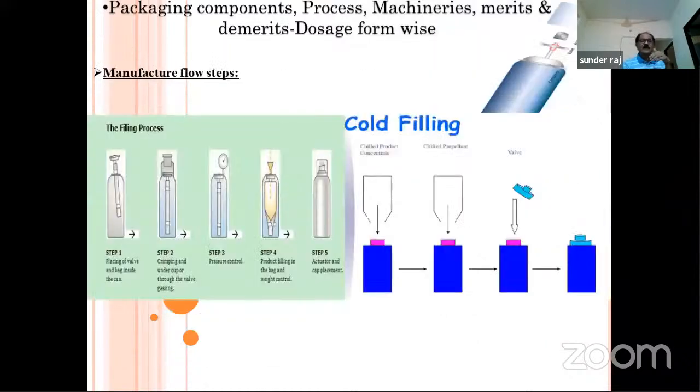Next, I have shown this in the picture. The filling process: the cold filling, the vacuum, and the high pressure filling. As I told you, initially placing the tube, then crimping, then pressure control, and the cap placement. These are the various images I wanted to show you of how the filling process is done for aerosol.